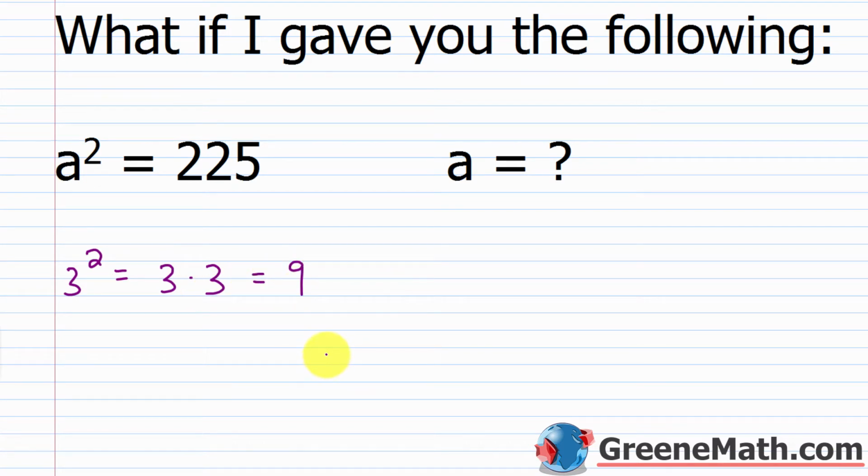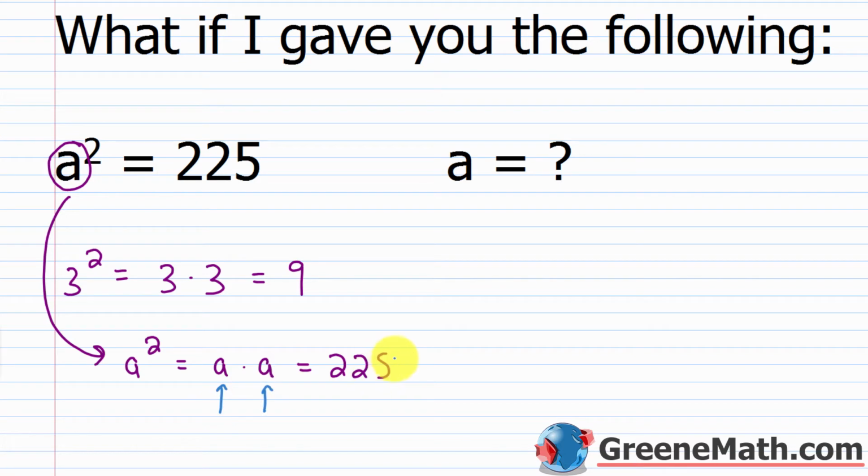Now, if I think about a number that when multiplied by itself, so in other words, this would translate to a squared is equal to a times a, which equals 225. So I've got to think about a number that when multiplied by itself is going to give me 225. Can you think of a number? Well, if you can't, you can just break 225 down using a factor tree.